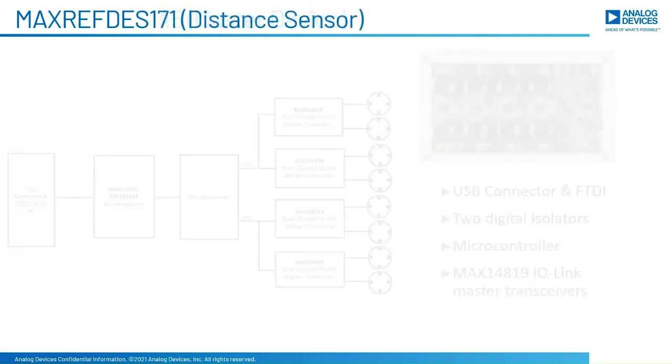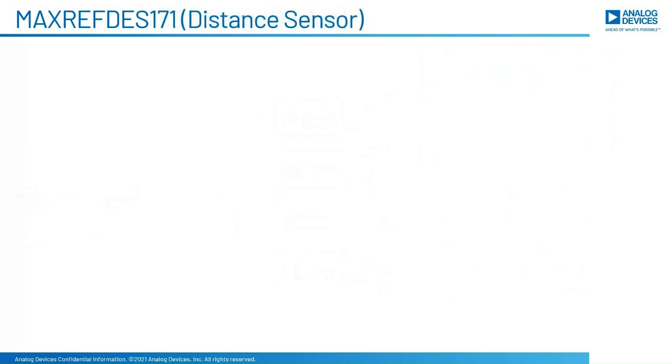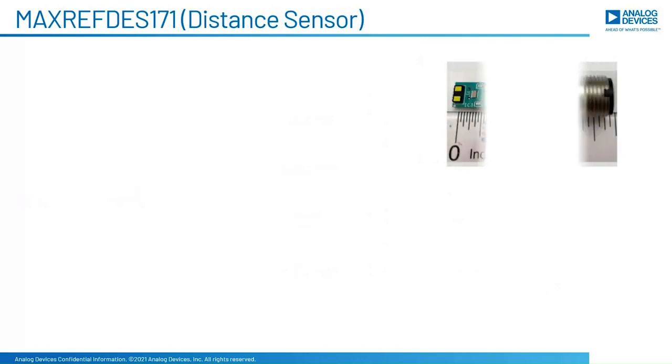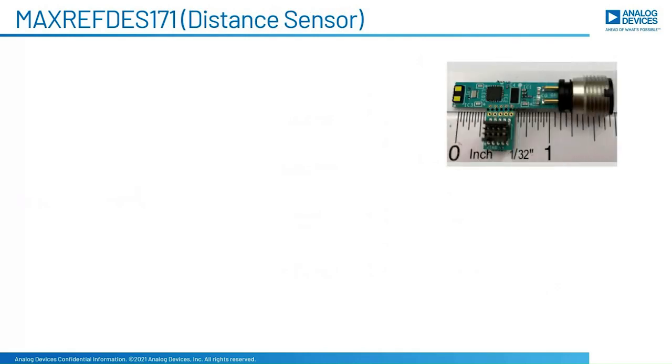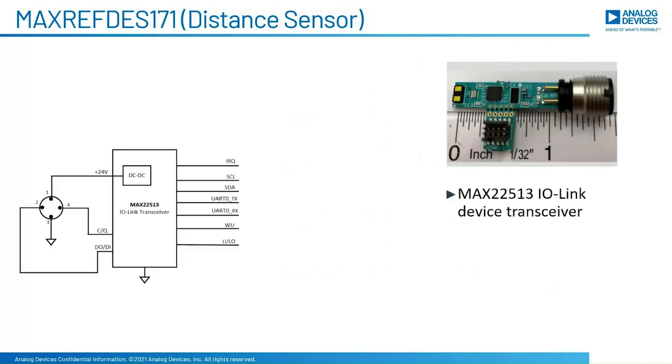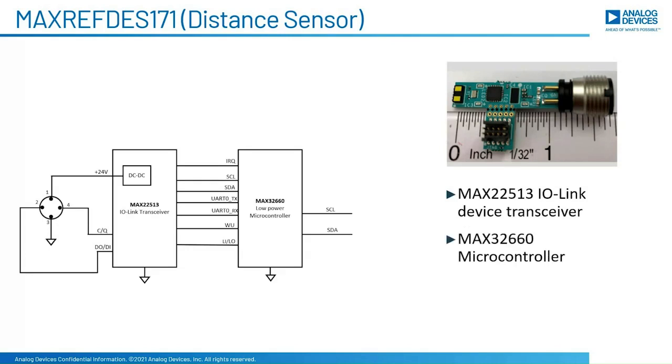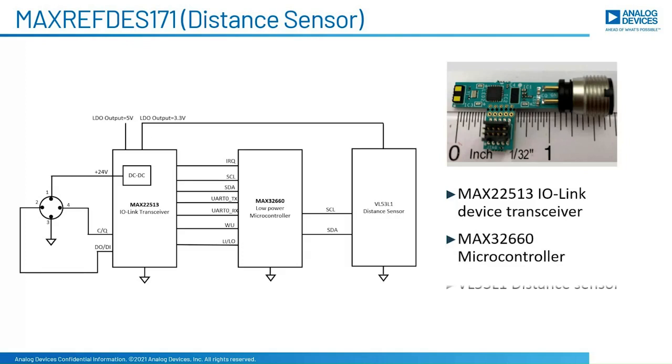For the slave devices, I have with me MAXREFDES171. This is an IO-Link distance sensor. This design is based on the MAX22513 IO-Link device transceiver. It also has a MAX32660 ultra low power 16-bit microcontroller and a VL53L1 distance sensor. This IO-Link sensor can measure a distance up to 4 meters.